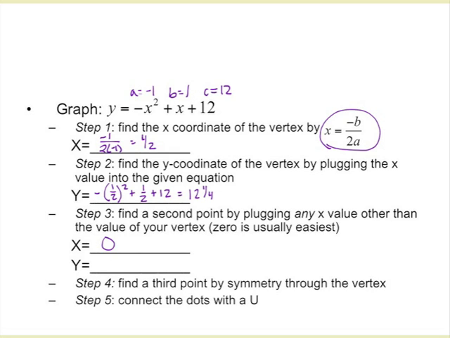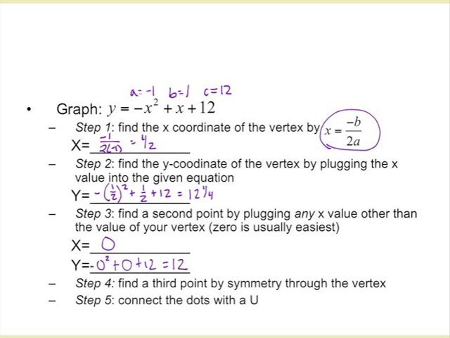When you plug in 0, I get negative 0 squared plus 0 plus 12, which is just 12. That's why I like to plug in 0, because you'll just get the c value. So that's a very easy thing to plug in. When you plug in a 0 for x, you'll just get whatever that c value is. That is a second point on our function. It says find a third point through symmetry, and then connect the dots with a U-shape.